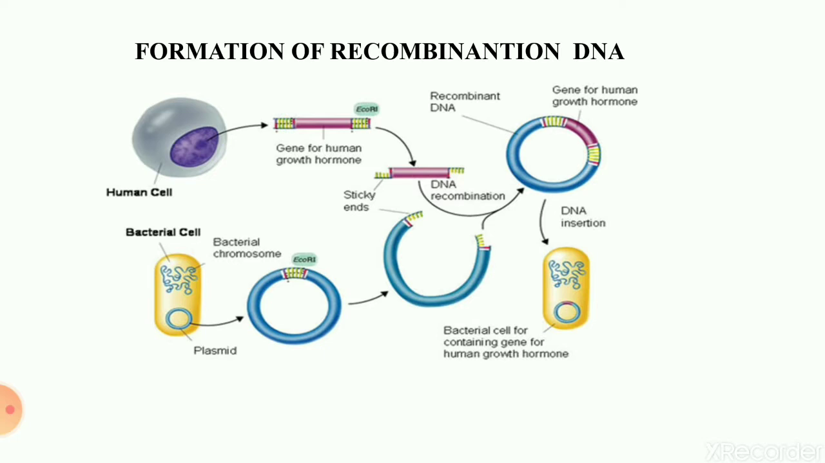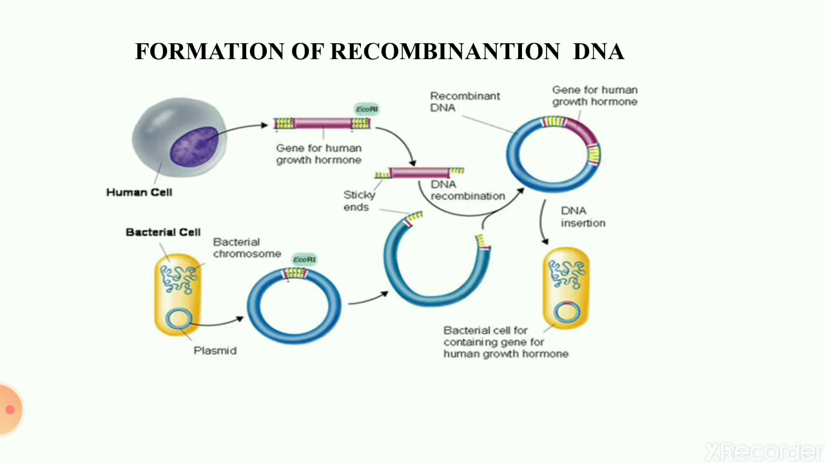This is a diagram which shows how recombinant DNA is formed. You can see here the plasmid. Plasmid is found in E. coli, which is extrachromosomal double-stranded circular DNA, an autonomous body that replicates itself. The desired gene is isolated from the human cell. It may be a plant cell or animal cell. Here, growth hormone is shown as an example.